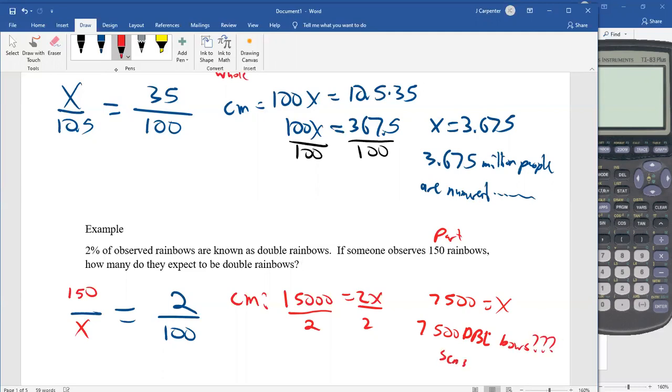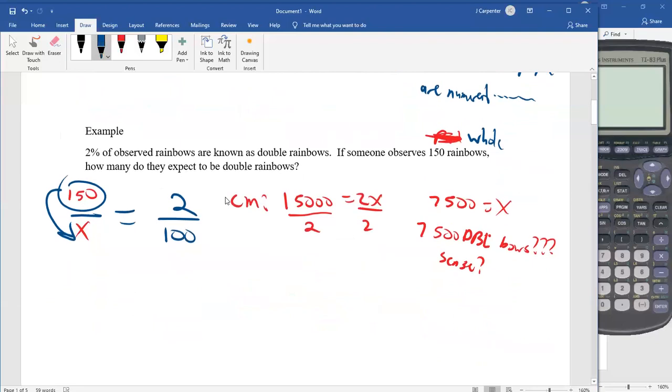Does that make sense? No. If they saw 150 rainbows, why would they expect 7,500 of them to be double rainbows? At most, 150 of them would be double rainbows, and that's if you were just the most lucky person in the whole wide world. But you're expecting only 2% of them to be that, which would be a much smaller number than the 150. And that's because we misidentified the 150 as a part when it was actually a whole. That was supposed to be the whole, which means the 150 was supposed to go there. So let's set this up the right way now.